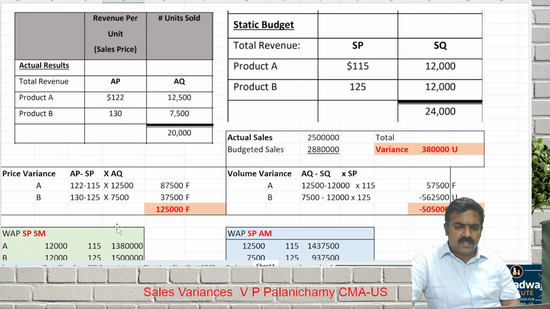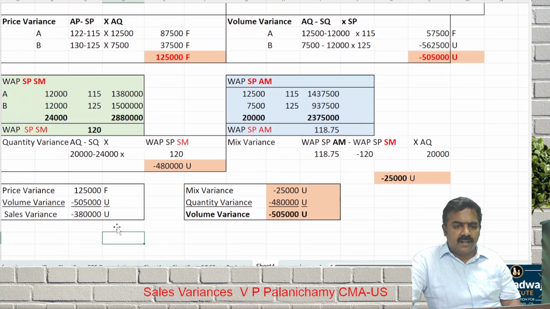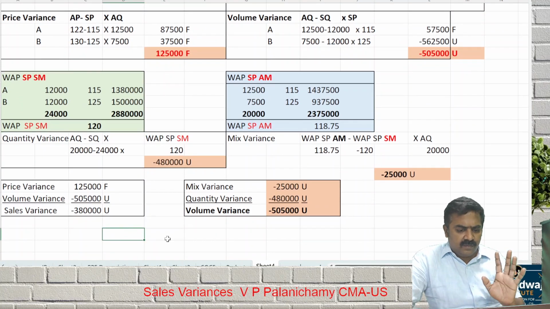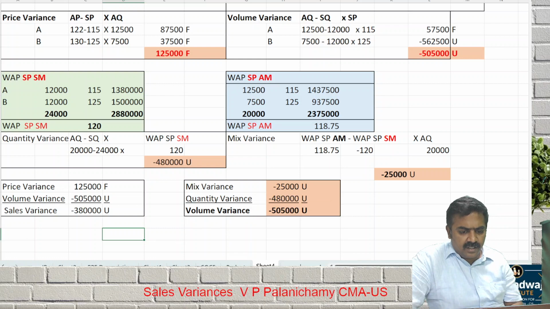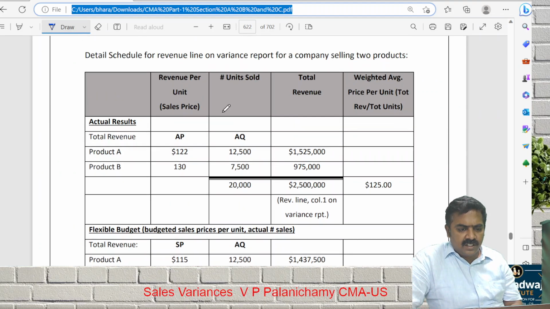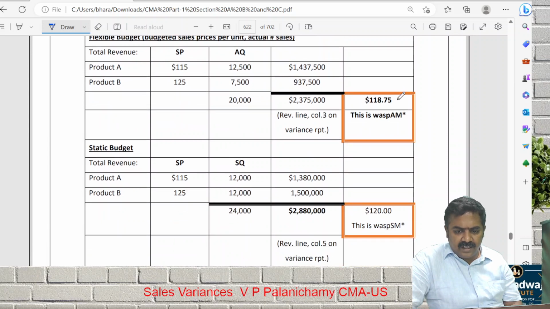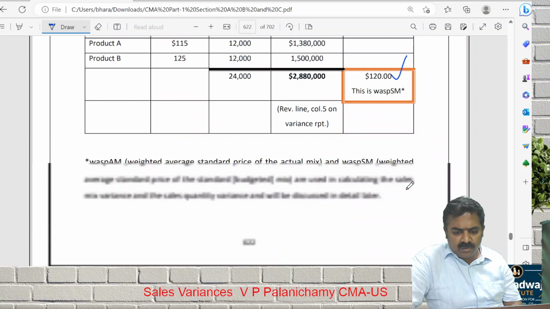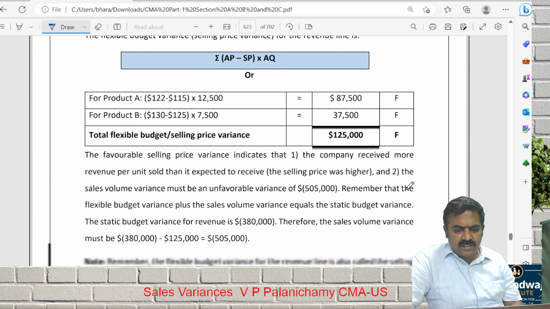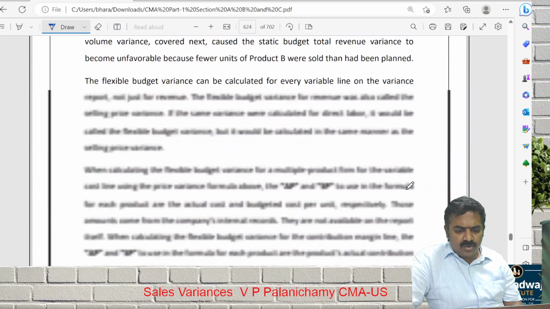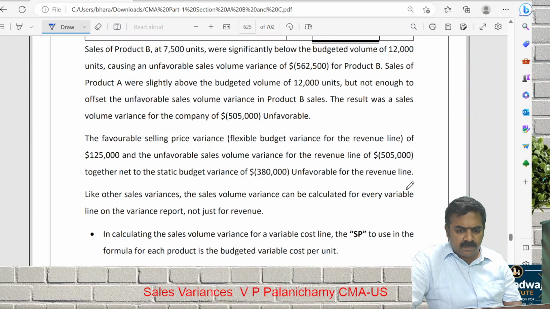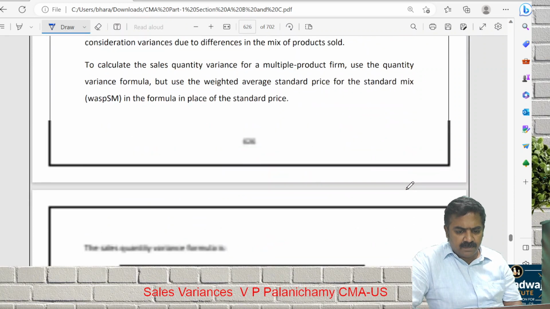Have you taken up this question? This is there in your study material. I'll show it. It will be there in a lengthy form. This is the question. They would have worked out 118.75, 120. Then they would have explained this for so many pages. All these are explanations.